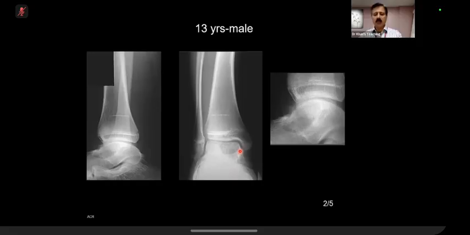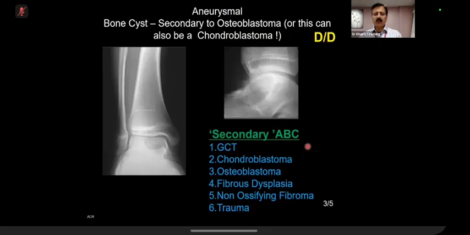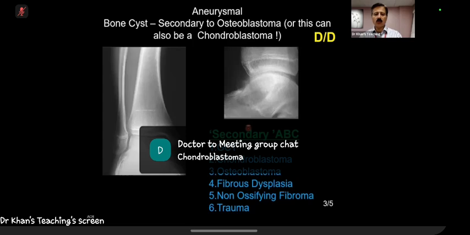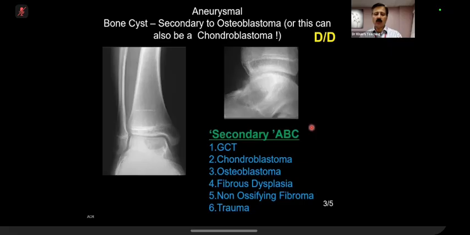Okay, thank you. Now, basically, if you remember this differential, you can get your answer. If you know this list, you can actually answer this question. And this is why I say that this is actually not given in Chapman, but this concept should be with you. Secondary ABCs, these are the tumors: GCT, chondroblastoma, osteoblastoma, fibrous dysplasia, non-ossifying fibroma, as well as trauma. This is controversial. Some people think that trauma can cause it, post-trauma, but others do not.